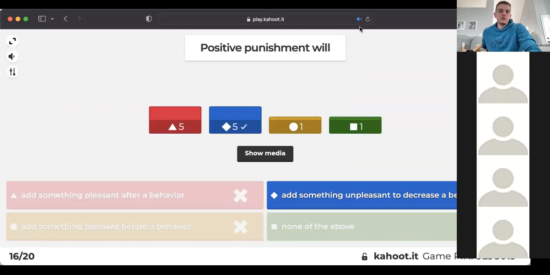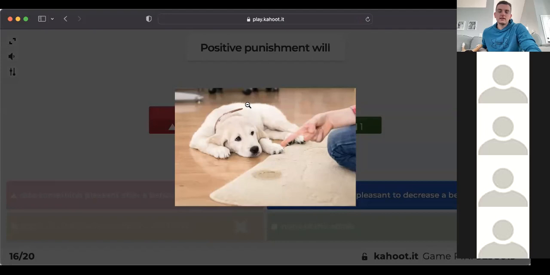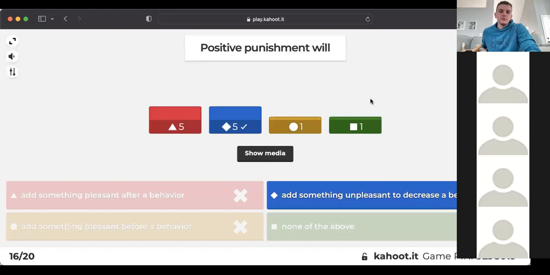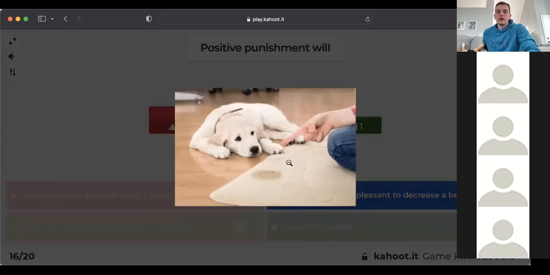All right, positive punishment, we are adding something unpleasant to decrease a behavior. Okay, so in this case, our little doggo friend here has taken a little wee on the carpet. So he's being positively punished by being scolded. I don't recommend this type of training for dogs, but if we're adding something pleasant after a behavior, that's positive reinforcement. So positive does mean something's being added, but the goal is different. So instead of trying to get a behavior to continue, which would be positive reinforcement, we're trying to get a behavior like tinkling on the carpet to stop.